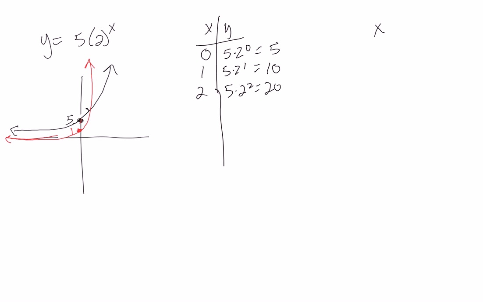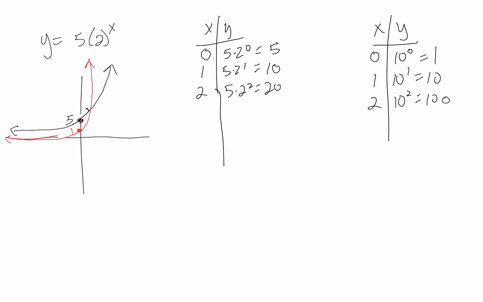When we did our other one, let me just put the other one back up. So when we had 10 to the 0, that was 1. We had 10 to the 1, that was equal to 10. 10 to the 2, we got 100, and so on. So you can see, in this case, the difference between the two equations is sort of where they're starting and how much they're going up by.